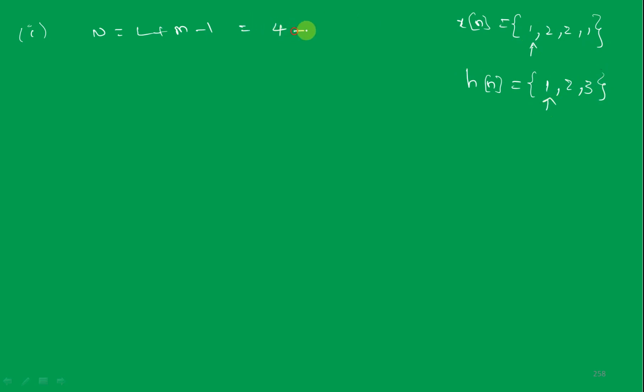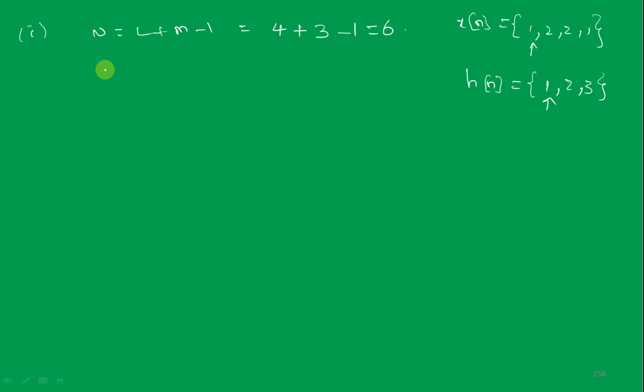Zero padding. Zero padding means first find the N. N is equal to L plus M minus 1. Here x of n is 1, 2, 2, 1. H of n is 1, 2, 3. Now x of n length is 4, h of n length is 3. Now you can get the answer 7 minus 1, 6.